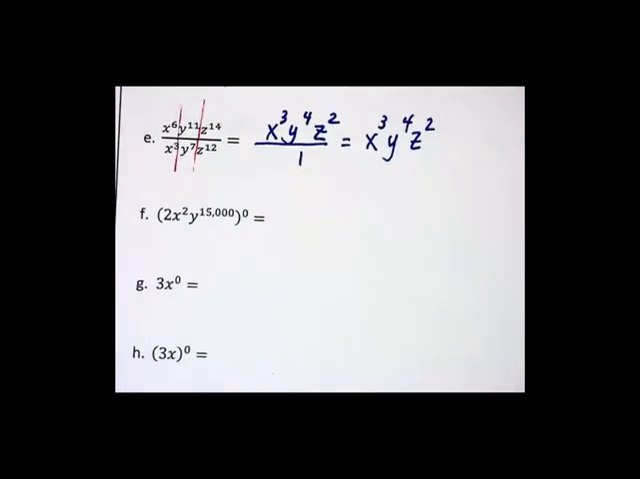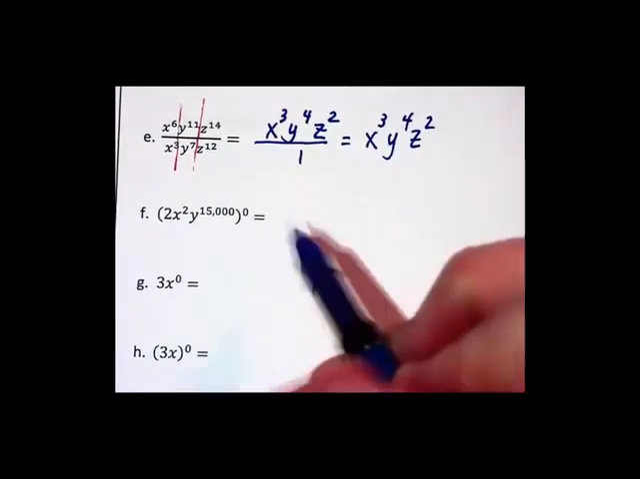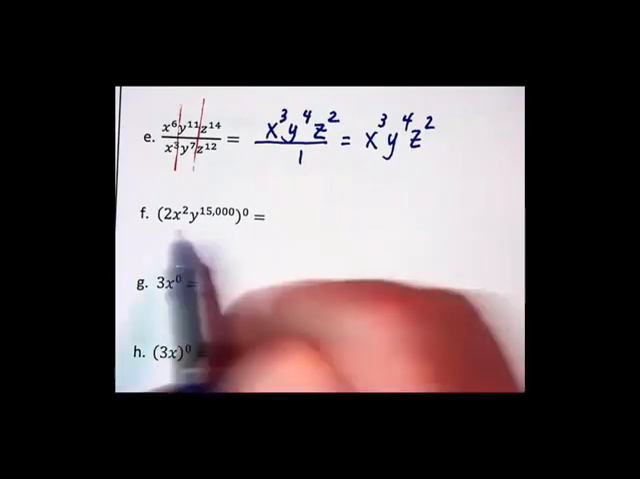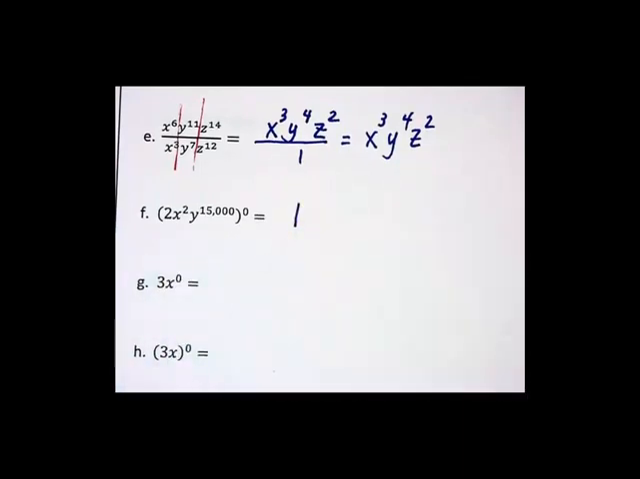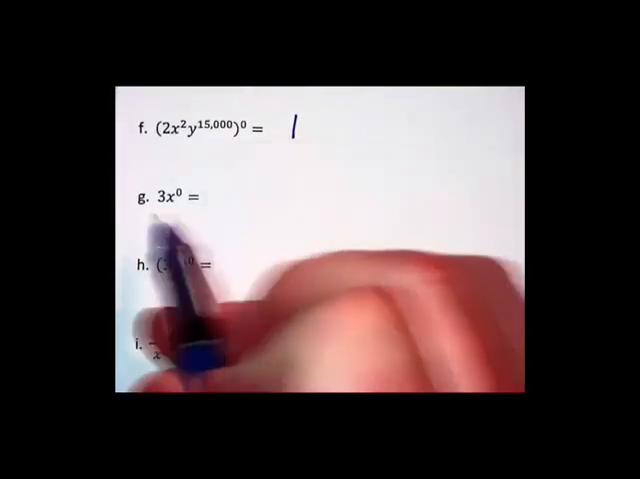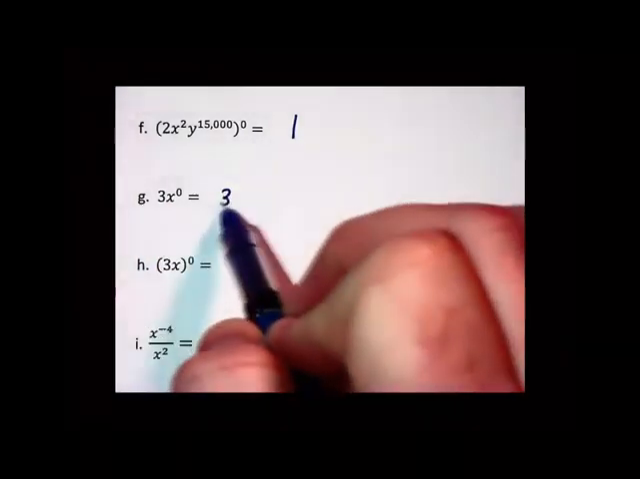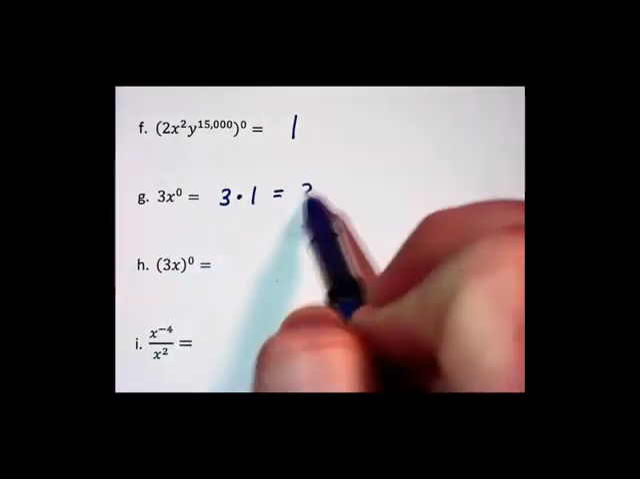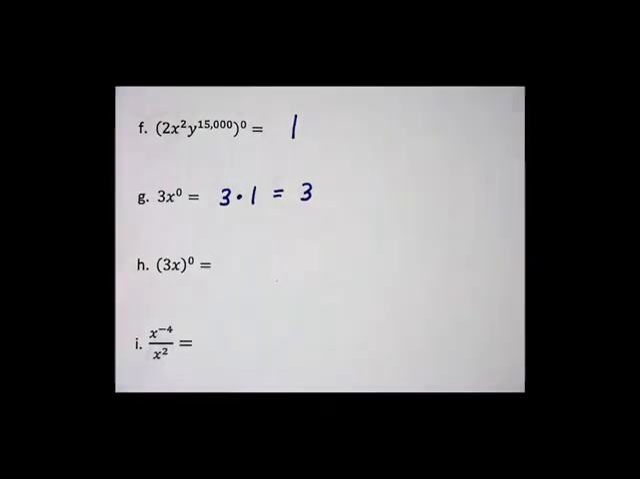In problem F, we have a large expression to the 0 power, and we said a moment ago, anything to the 0 power, no matter how messy it is there, is equal to 1. And this is where it starts to get a little tricky. 3x to the 0 is not equal to 1. That 0 power only goes with the x there. This is really 3 times 1, which is equal to 3. What you were probably thinking of is what I've got written here in problem H. That quantity is all to the 0 power, and in that case, it's equal to 1.